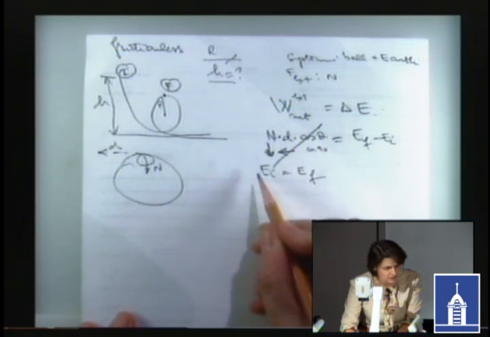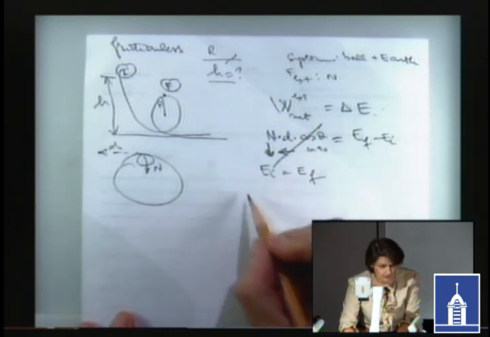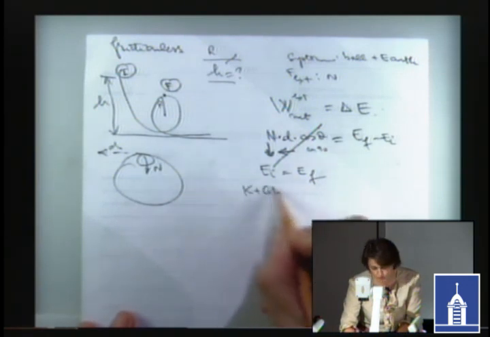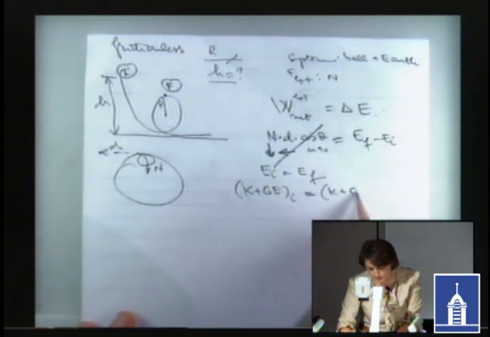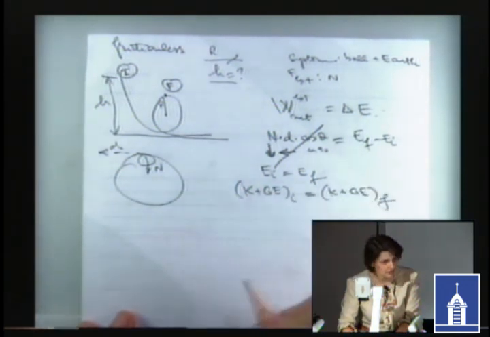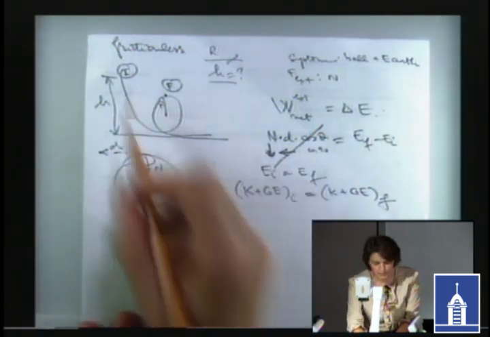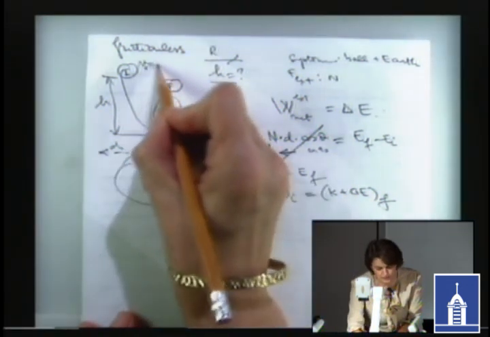Initial total energy is made up of what? The two forms you told me. Kinetic plus gravitational stored, right? Initial equals kinetic plus gravitational stored final, right? Okay, right here, you said that it starts from rest.